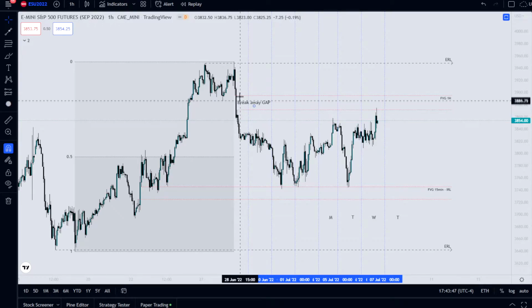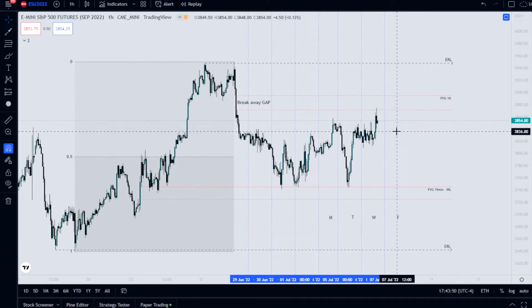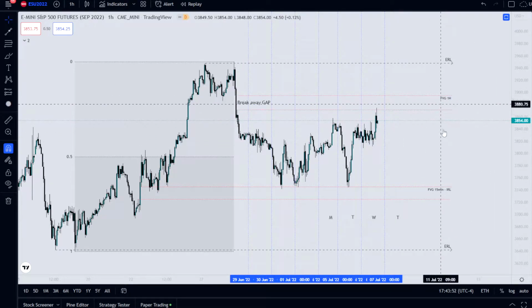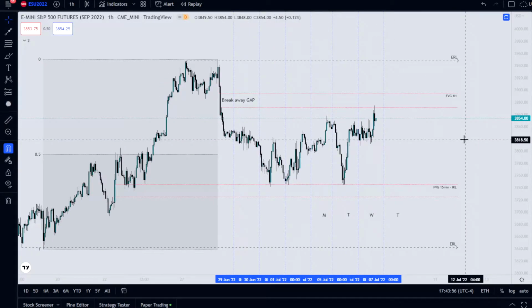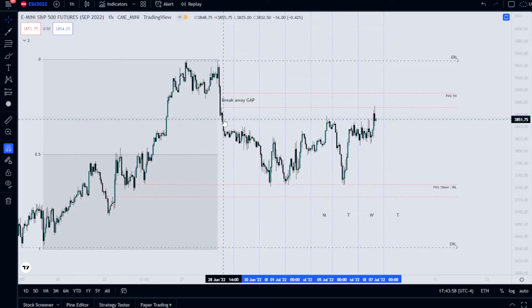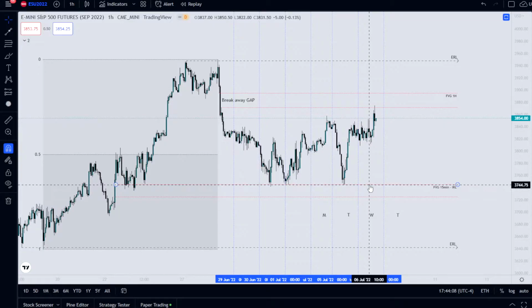Then I want to point everyone's attention to this breakaway gap here. Now this for me is going to be an intermediate term goal. Now, according to ICT, breakaway gaps don't need to be filled right away, and they can be revisited later after a significant level has been tagged on a lower time frame.